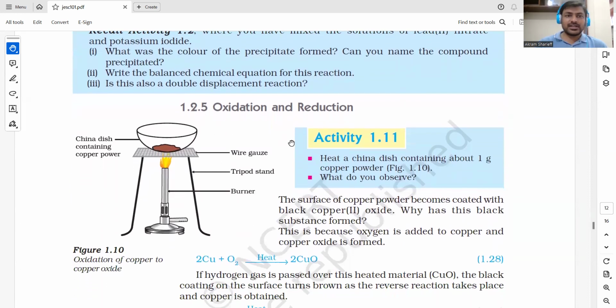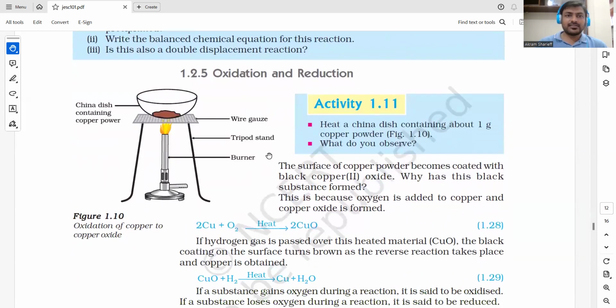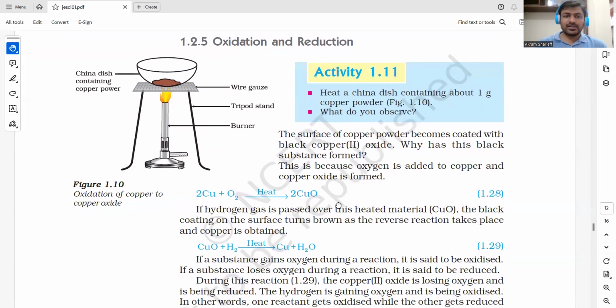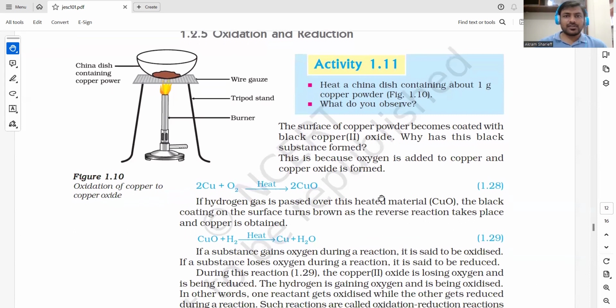Now we will go to the next type of reactions, that is oxidation reactions and reduction reactions. So we'll see what an oxidation is. The basic definition: addition of oxygen is called oxidation. Removal of oxygen is called reduction. That is basic, but however, we'll learn a better definition for that.